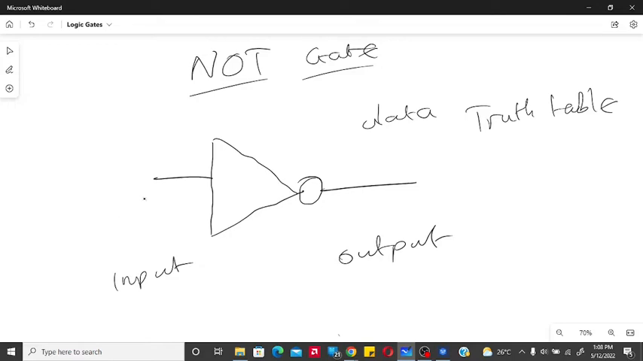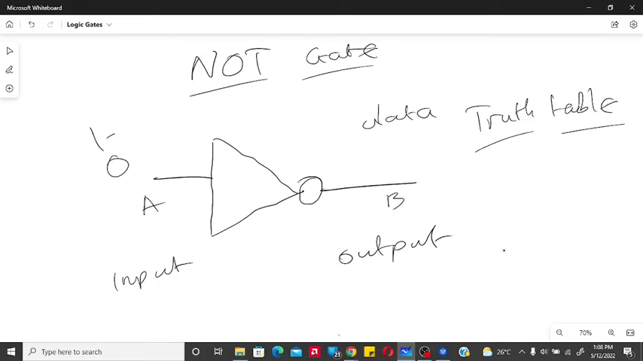Let's always remember that we represent the inputs with an A and the outputs with a B. If electricity is flowing through, we represent that with a 1, and if electricity is not flowing through, we represent that with a 0. All that will be used within a truth table, which is just a table used to track the inputs and outputs of any logic gate.